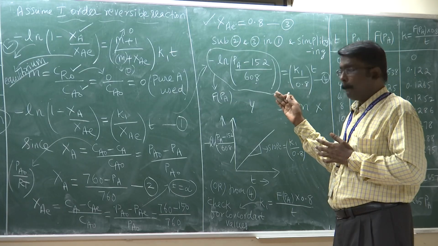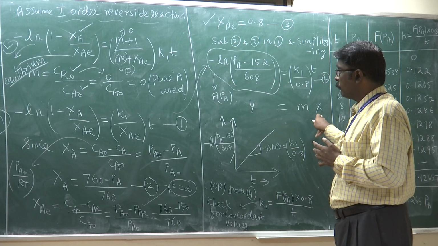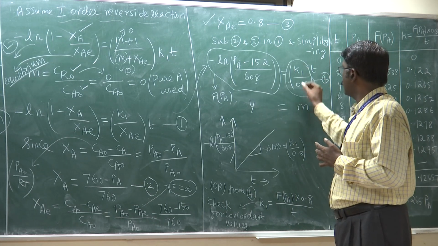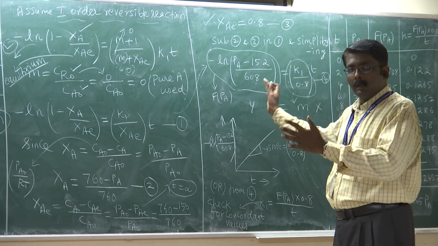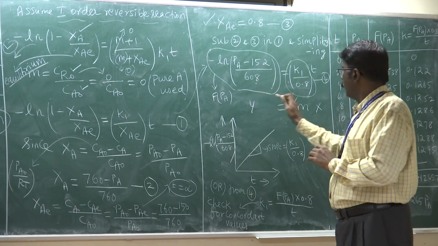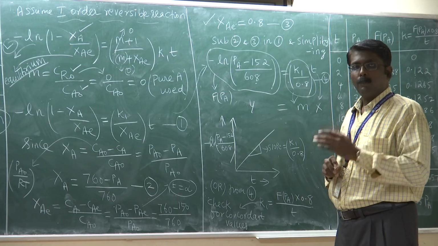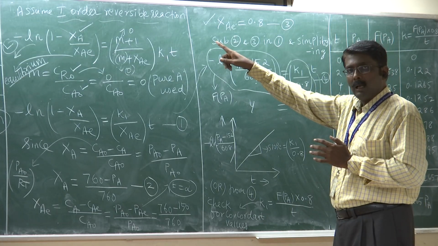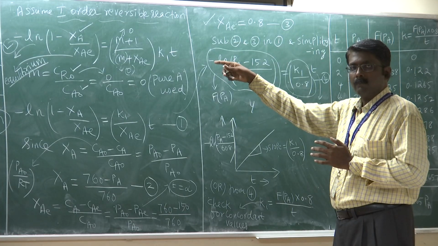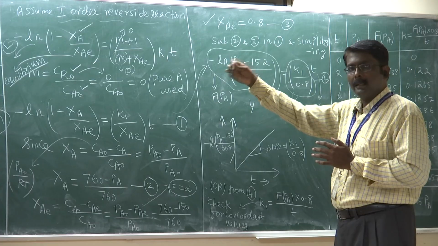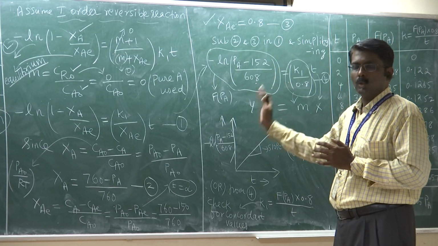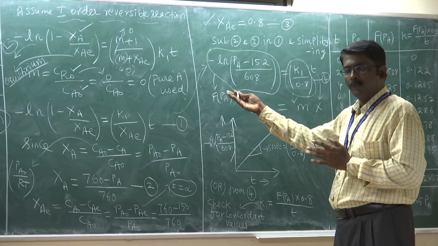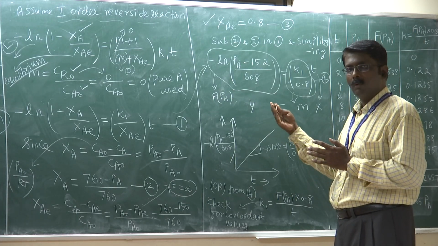So we need to plot a graph. This equation resembles the y equal to mx form, which is a straight line passing through the origin with slope equal to k1 divided by 0.8. We consider the partial pressure term as the y variable and t as the x variable, and plot a graph between these two. If we get a straight line passing through the origin, then our assumption of first order is correct. If the data fits the first order equation, we must get a straight line through the origin. Instead of a line, if we get a curve, then the assumption is wrong, and we have to assume some other order for the reaction. This is the way the problem has to be worked out.